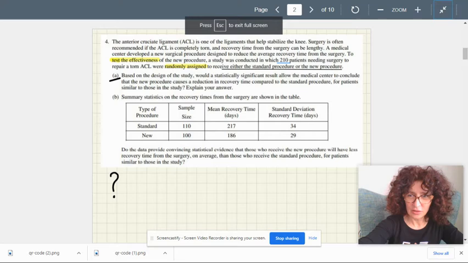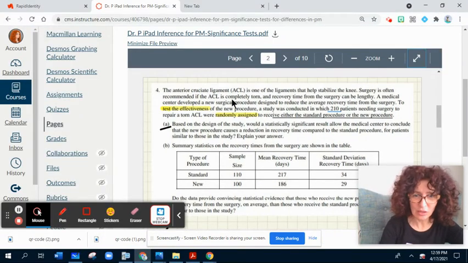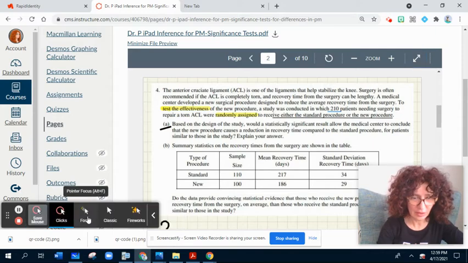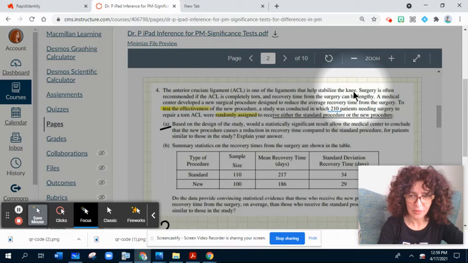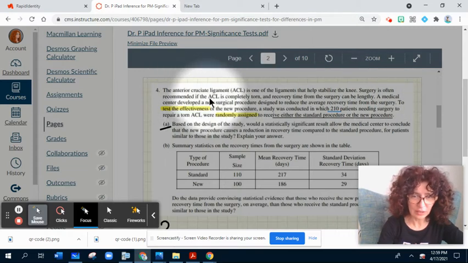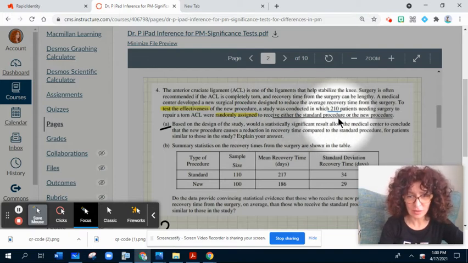The anterior cruciate ligament is one of the ligaments that help stabilize the knee. Surgery is often recommended if the ligament is completely torn, and recovery time from the surgery can be lengthy. A medical center developed a new surgical procedure designed to reduce the average recovery time from the surgery. To test the effectiveness of the new procedure, a study was conducted in which 210 patients needing surgery to repair a torn ligament were randomly assigned to receive either the standard procedure or the new procedure.